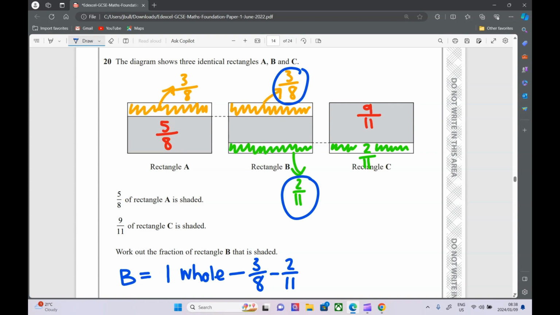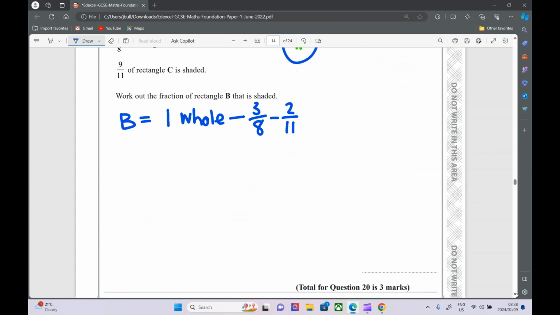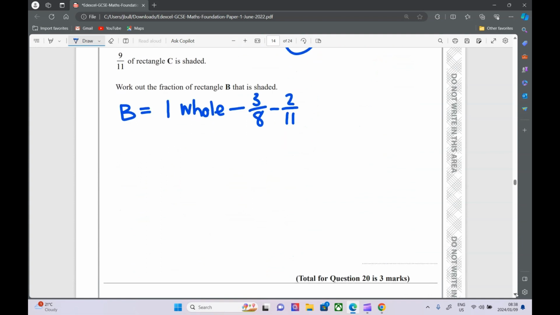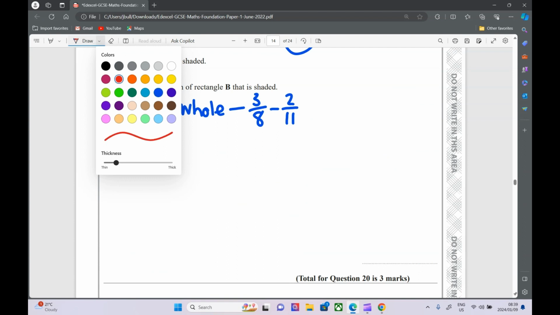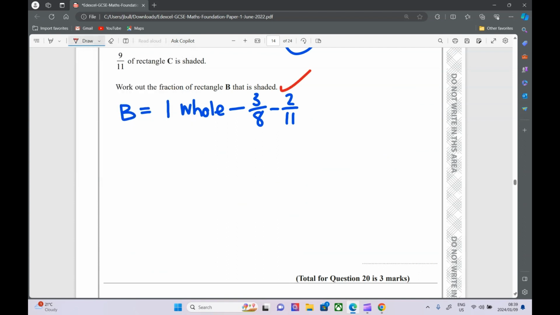The trick is this is actually then just a fraction question. So it is a bit of a tricky question. They're trying to see if you can figure this out. So you would definitely get a mark for just being able to write down this kind of thing. What we then need to do is, we can't take away anything if we don't have the same bases. So we are going to say 1 whole, 1/1, take away 3/8, take away 2/11.